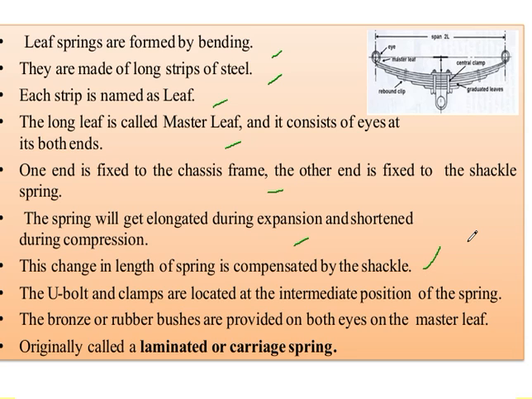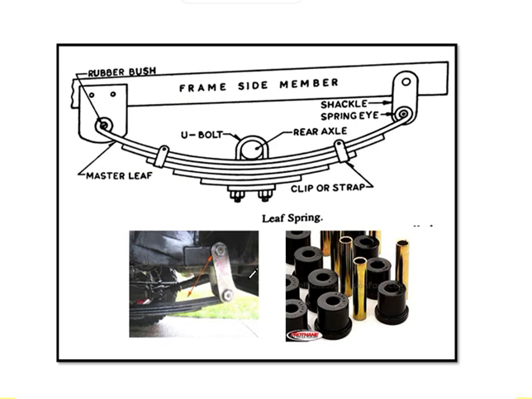The U-bolt and clamps are located at the intermediate position of the spring. The bronze or rubber bushes are provided on both eyes of the master leaf. It is originally called a laminated or carriage spring. This is another schematic diagram of leaf springs.